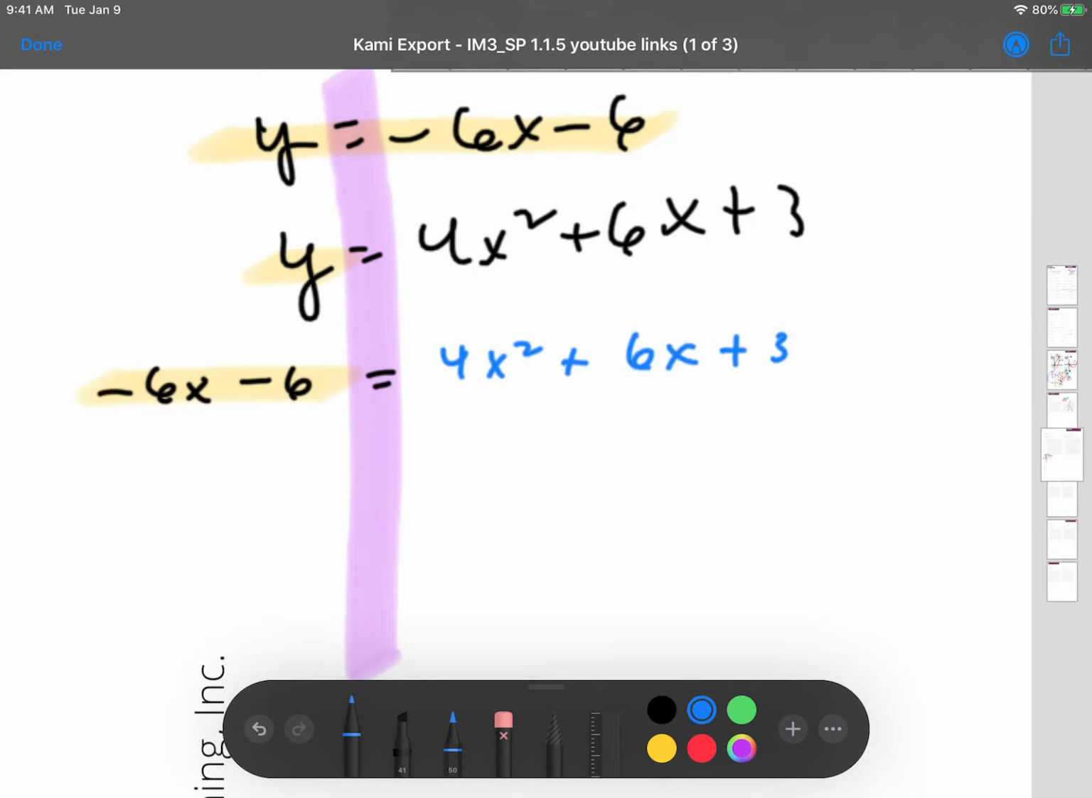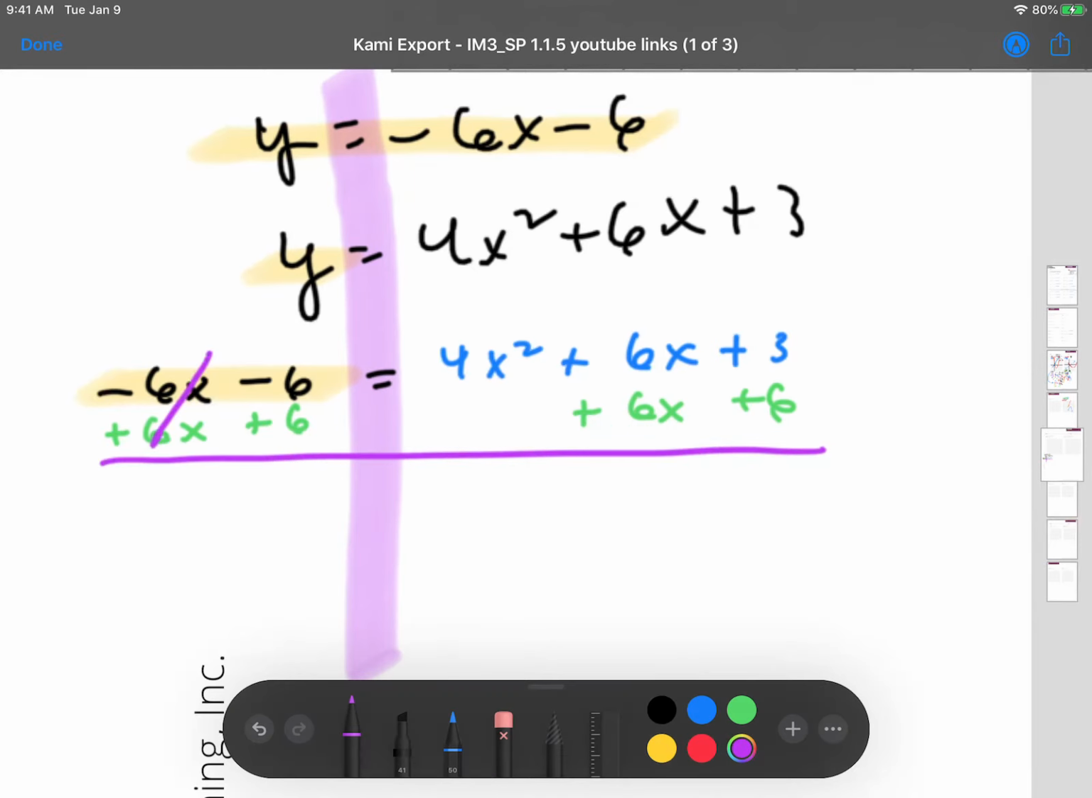Okay, using your steps, now we're going to set equal to 0. So I'm going to move this negative 6x. I'm going to use the opposite. And move this negative 6 with the opposite, positive 6. This will equal 0 and 0. This one falls down: 4x squared plus 12x plus 9.